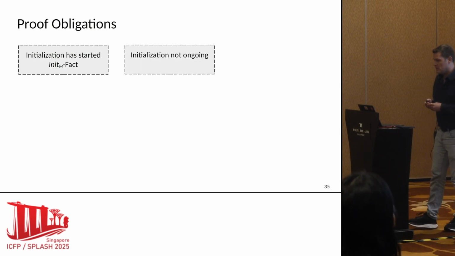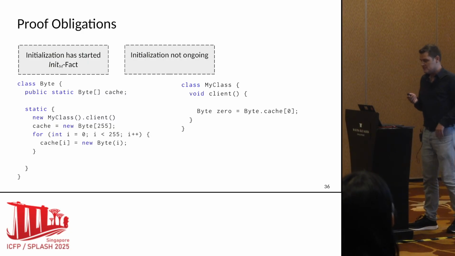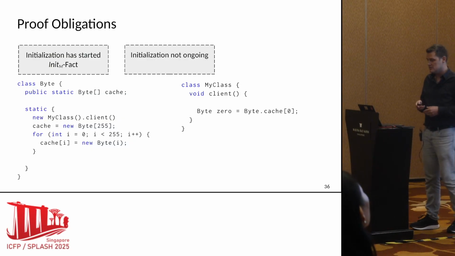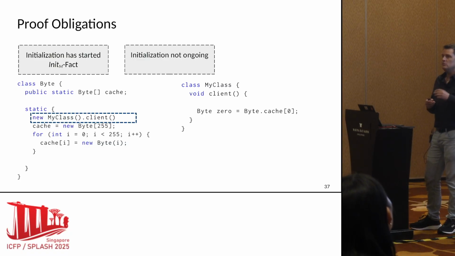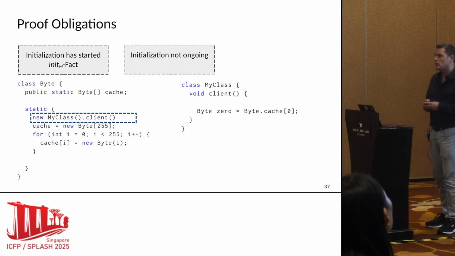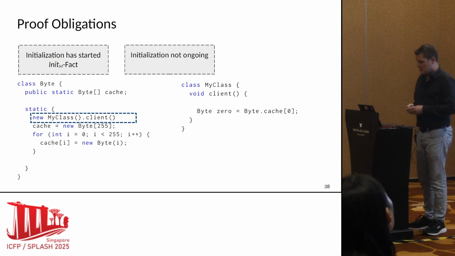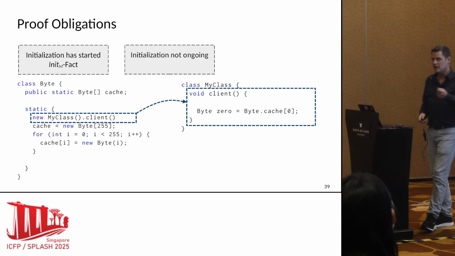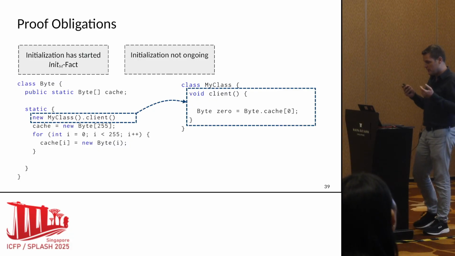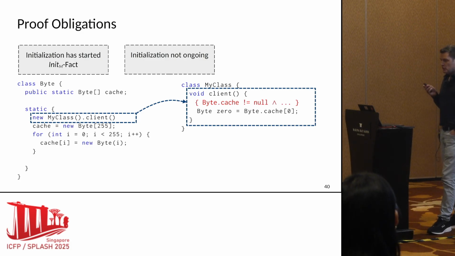The second one is what I've mentioned, initialization is not currently ongoing. So concretely, what we have to prevent is this scenario. So it's the same byte class as before and the same client as before, but we have one additional line. So now from the initializer of the byte class, we actually call the client. And if you think about what happens in this scenario, if we execute this, right, the client will be invoked, but at this point, the invariant hasn't been established, the cache field is still null, and this will actually crash. So in this scenario, it would be wrong to assume that the invariant holds here because it doesn't yet. So this is what we need to prevent.